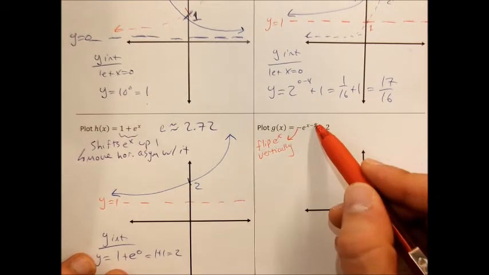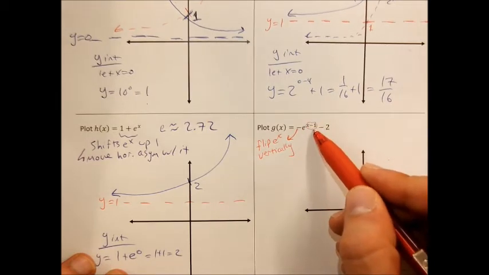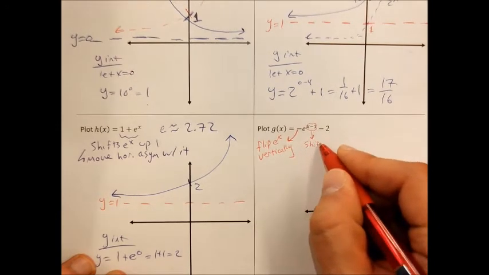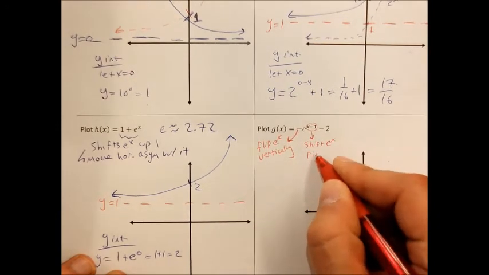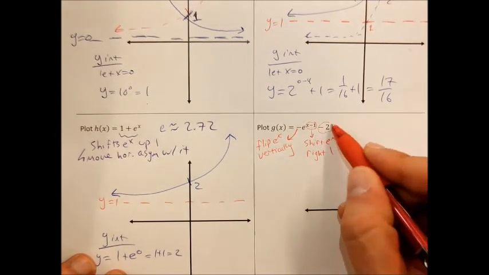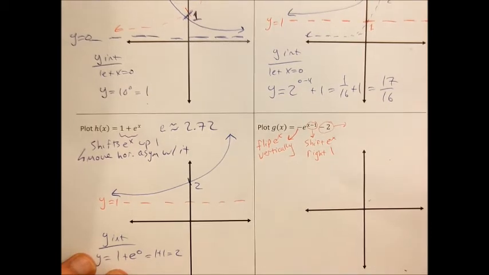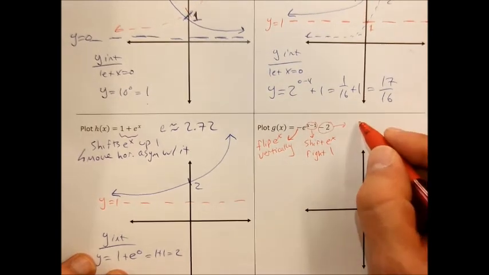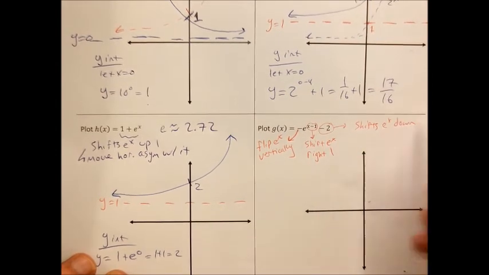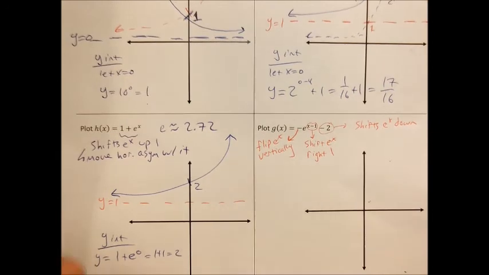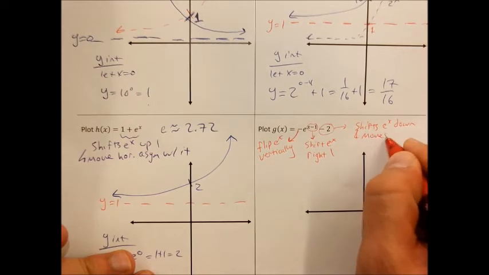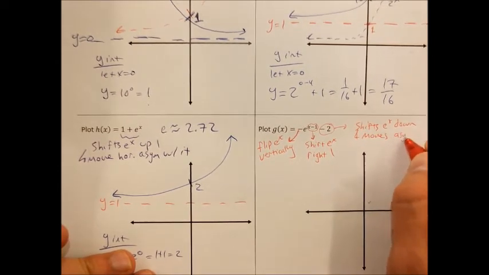The minus 1 in the exponent, this is plugging in an x minus 1 into the exponent. And so this is going to shift e to the x to the right 1. And then the last piece, the minus 2, is subtracting 2 off the function, right? We're taking the function and subtracting 2. And so this shifts e to the x down 2. And just like the last one, when we move the function up or down, we have to move the asymptote with it.